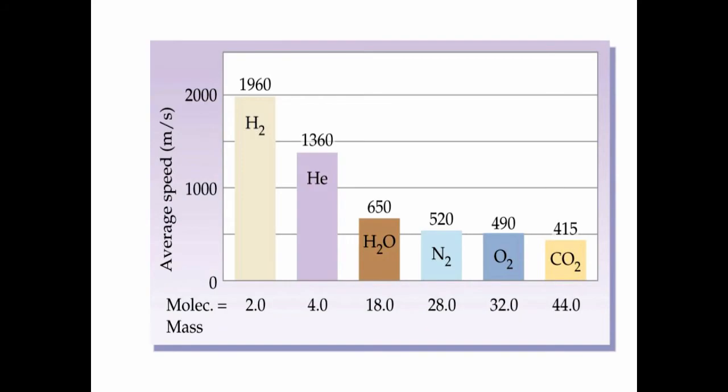Here is just a table showing some average molecular speeds for different substances: hydrogen, helium, water, nitrogen, oxygen, and carbon dioxide. These are at room temperature. So you can see, of course, as the molar mass goes up, the average speed goes down, and you get kind of a sense for the scale of these things. They're hundreds to thousands of meters per second. Pretty darn fast.